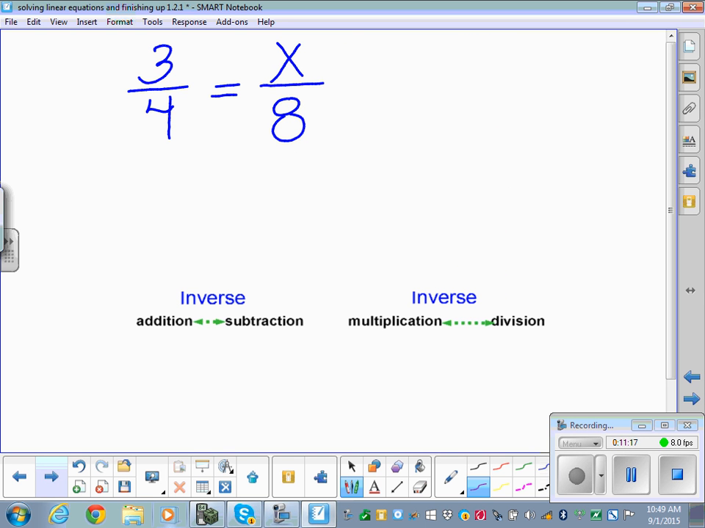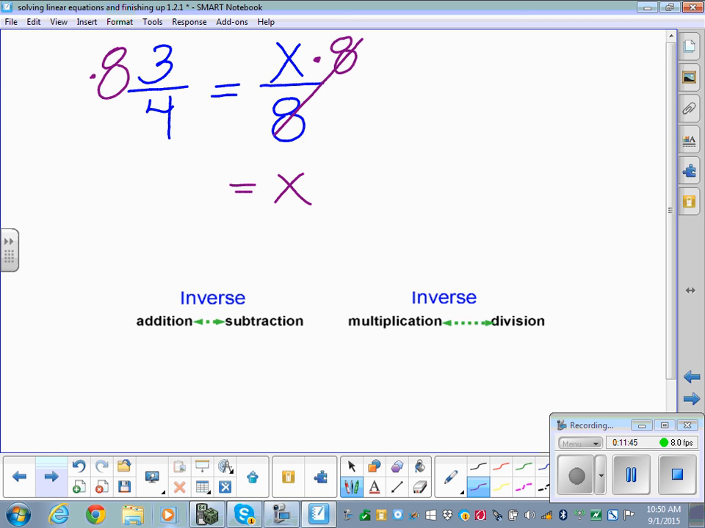3/4 is equal to x over 8. So, question. First of all, we're trying to solve for x, right? x is being divided by 8. What is the opposite of division? Multiplication. I'm going to multiply both sides by 8. So then, over here, that divided out. So what we really have is x is equal to, x is all by itself.